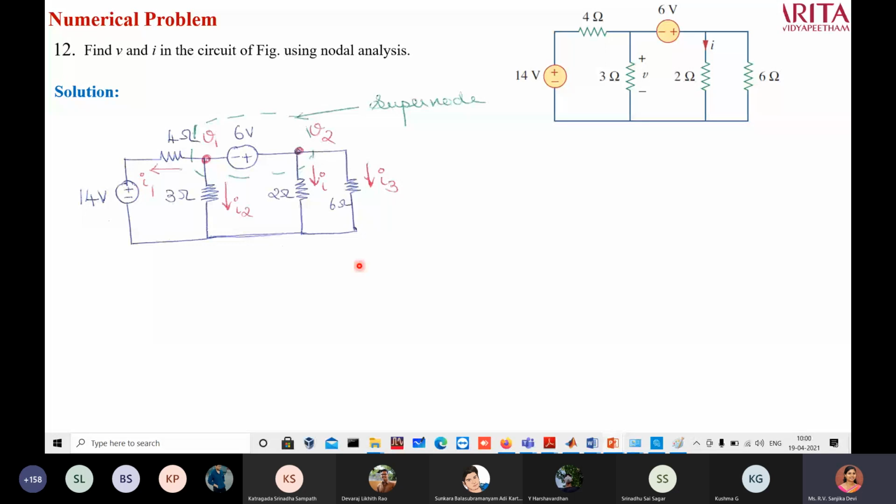So now how do we write the KCL equation at the super node? All the 4 currents are leaving. So we can write I1 plus I2 plus I plus I3 is equal to 0.